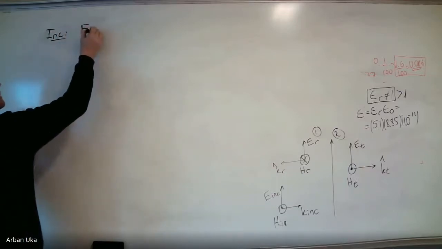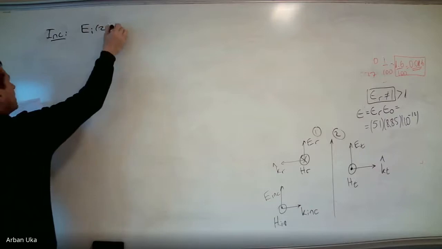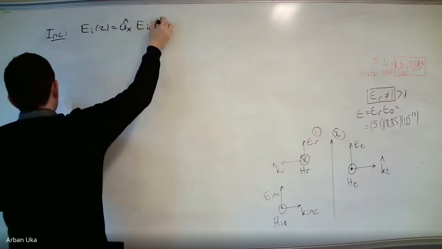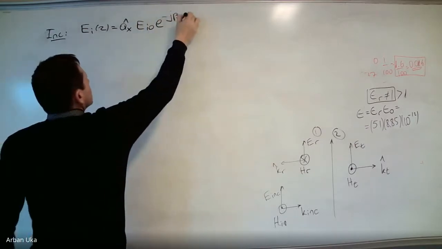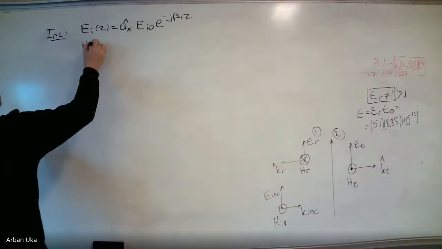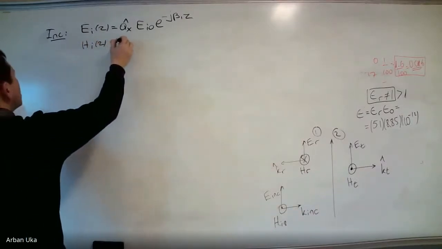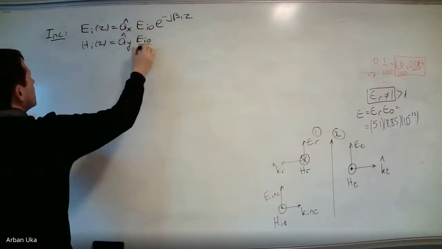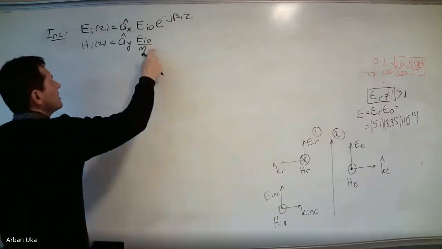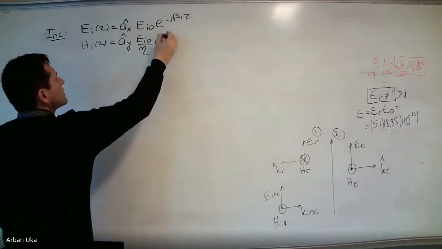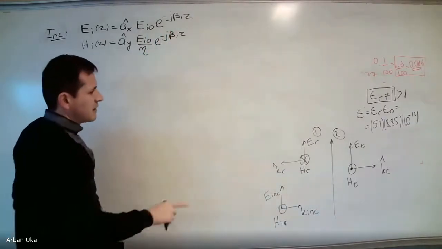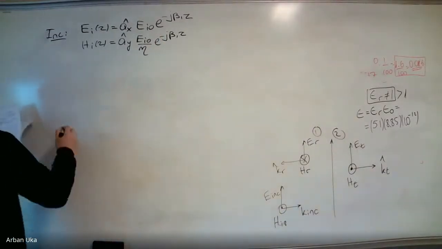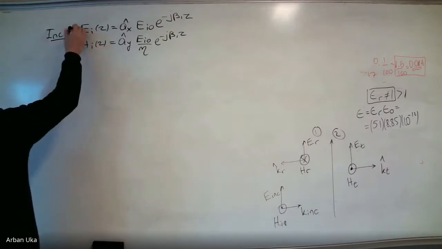Incident wave. This is the incident wave as a function of z. This is equal to a_x times E_i0 e to the power minus j beta 1 z. Okay, so this is the incident wave for the electric field. For the magnetic field, we get a_y, the incident electric field intensity divided by the intrinsic impedance, with the same propagator. We are propagating along the plus z, so here we get negative j beta 1 z. This is the first equation, this is the second.